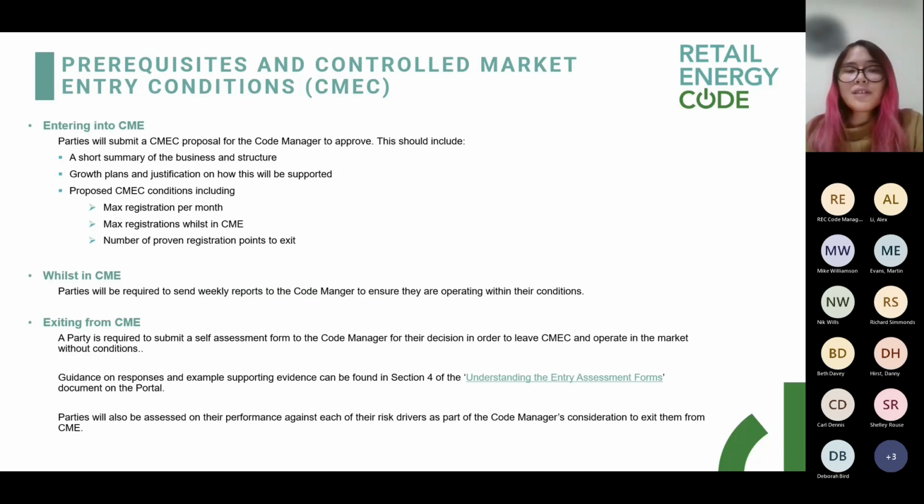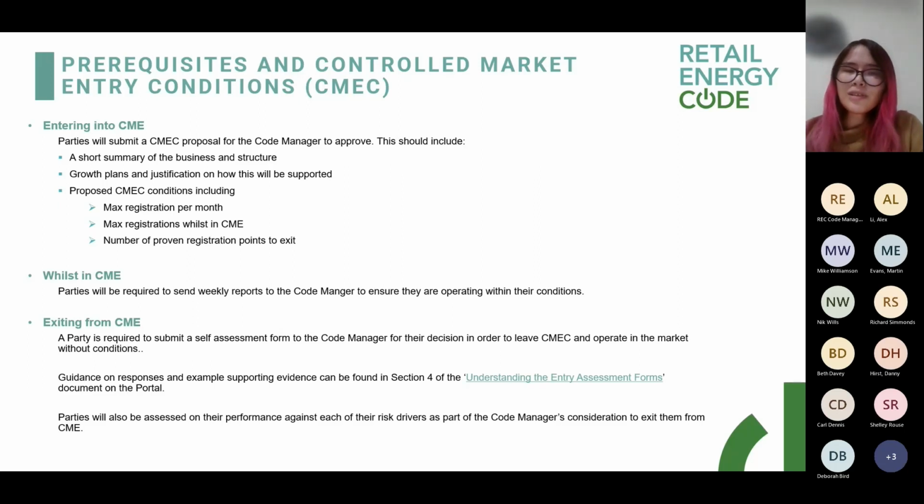Perfect. So controlled market entry is essentially a way of us helping to ensure that you're able to appropriately operate a proven number of registered points before you enter into any rapid growth that you might be expecting to take place. So you can submit your controlled market entry conditions proposal at any point during the market entry process. And this will need to cover a short summary of your business and structure. So just a paragraph or so will do, growth plans and justification on how this will be supported. This will be partially covered by your BSA, so we're happy for this to be more of a summary piece.